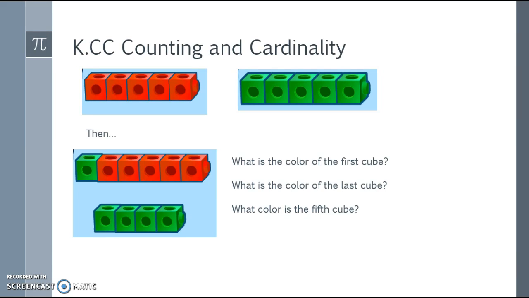Then what if I take one of my green, unclip it, and clip it to the bottom of my red train? I can ask questions like, what is the color of the first cube? Well, the first cube, when I count first, second, third, etc., is green. What is the color of the last cube? The color is red. What color is the fifth cube? So then students would have to count first, second, third, fourth, fifth. I see the fifth cube is red.